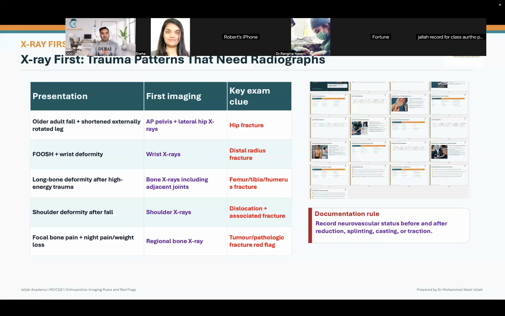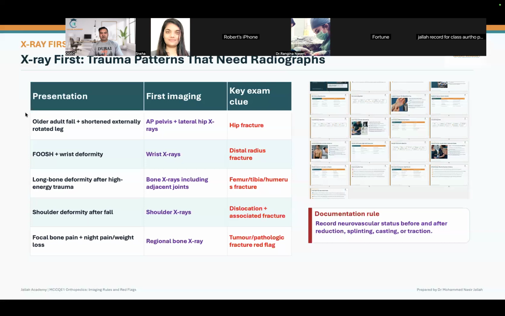Now I'm going to give you a scenario or presentation. You have an elderly patient who had a recent fall. After the fall, the patient has a shortened, externally rotated leg. So what should I do? What is the issue here? Obviously, I am thinking about a pelvic fracture.